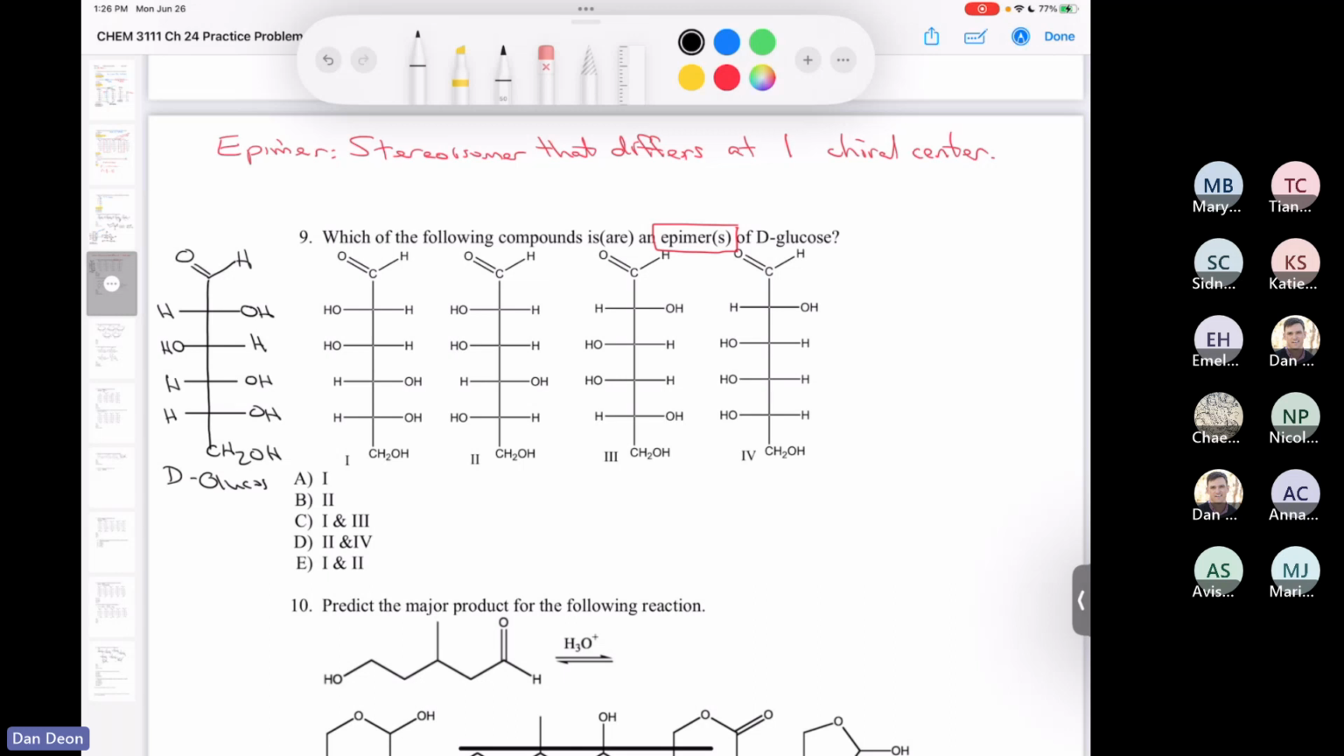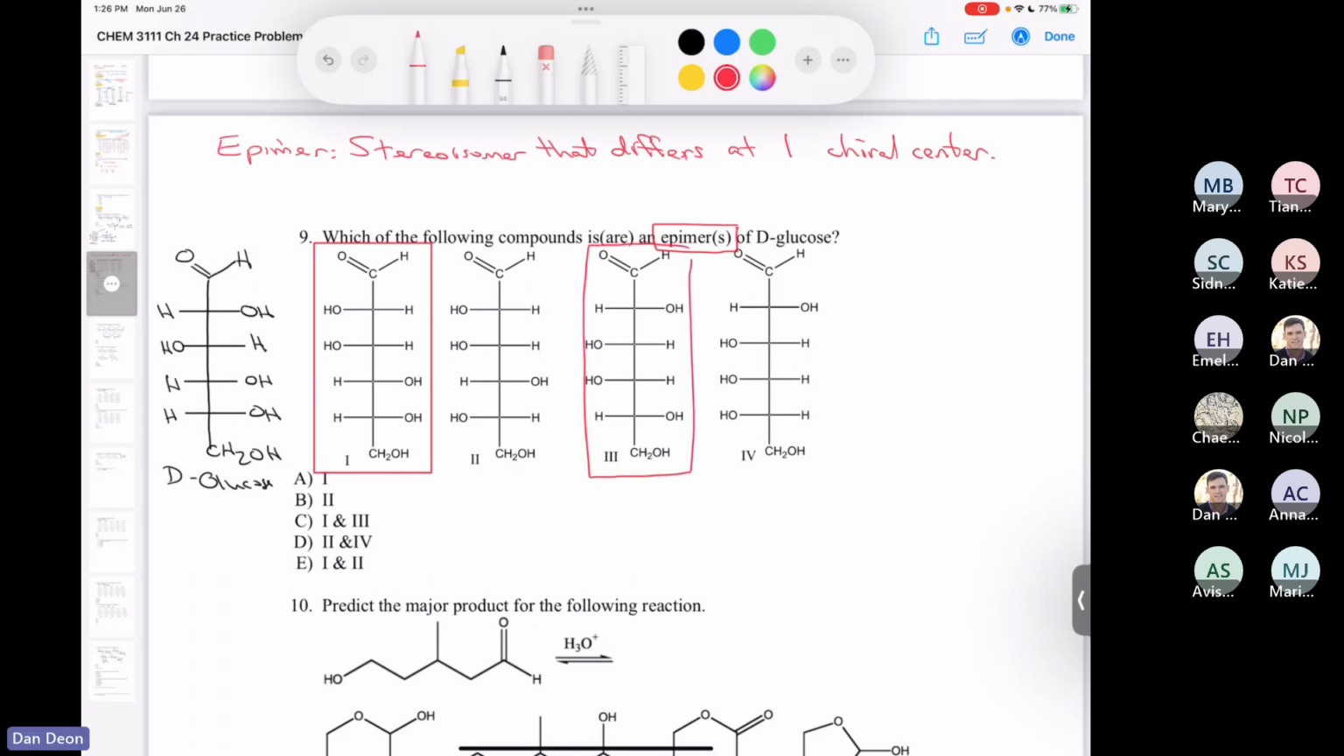So now we're looking for something here that differs at only 1 chiral center. Does anybody see some compounds here that differ at only 1 chiral center? Could anybody identify one? One, two, three, or 4. Yeah, number 1 for sure. Thanks, Avicii. Absolutely. Number 1, can't argue with that. What else? There's another one. Yeah, thanks, Avicii. Good. It's number 1 and number 3, isn't it?